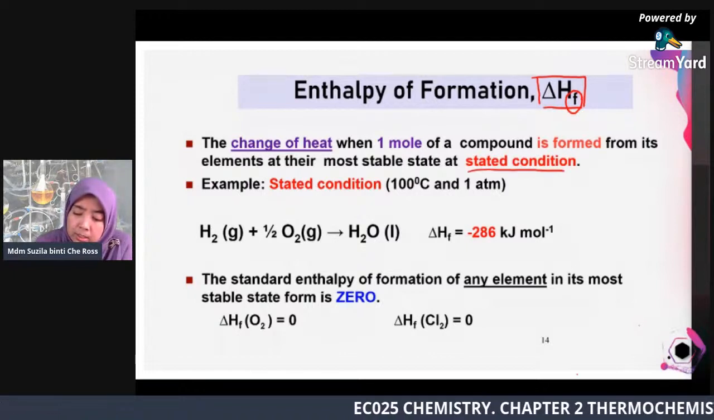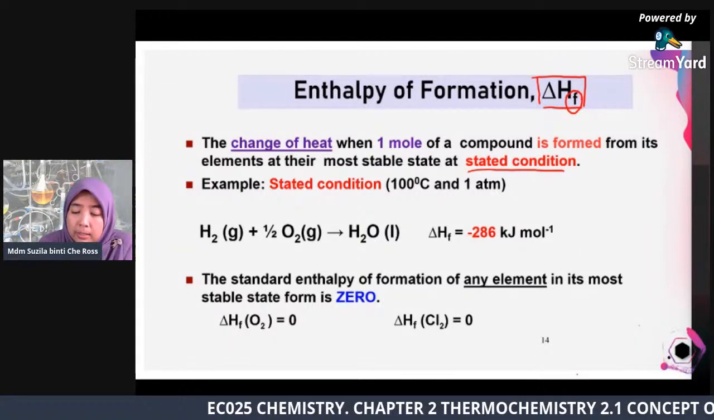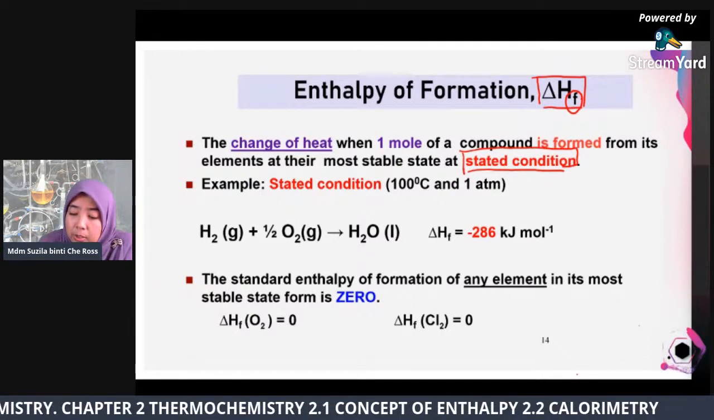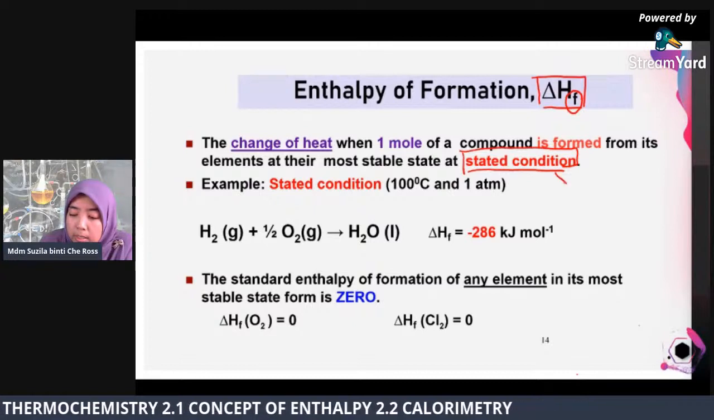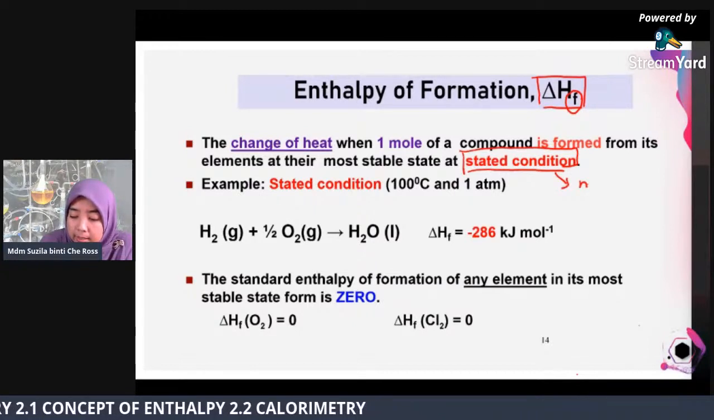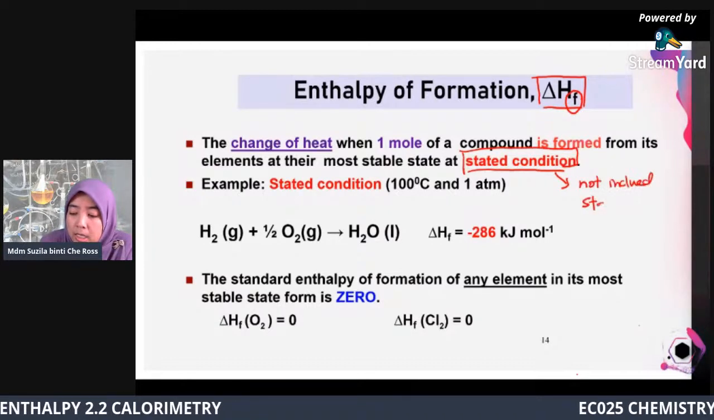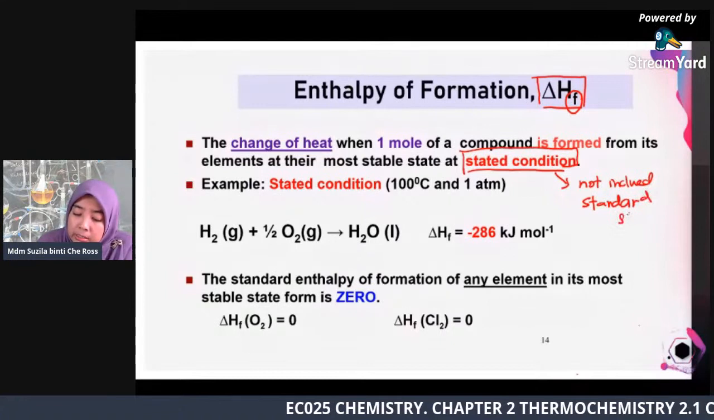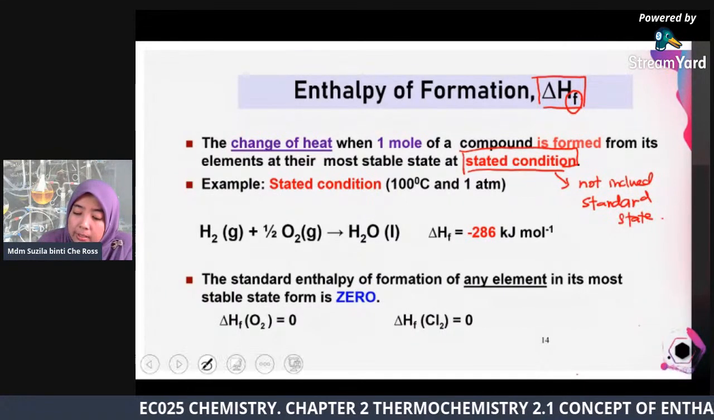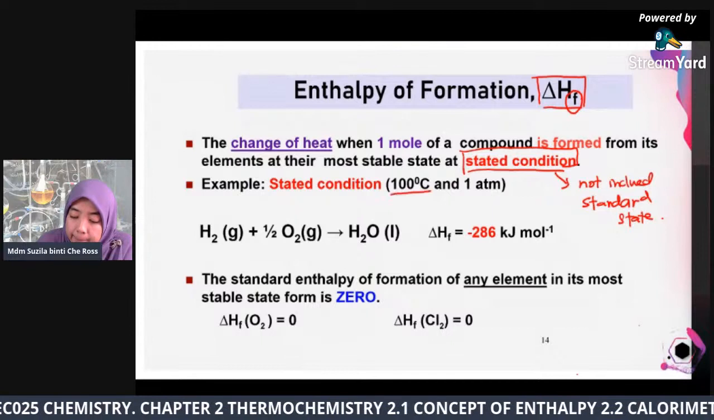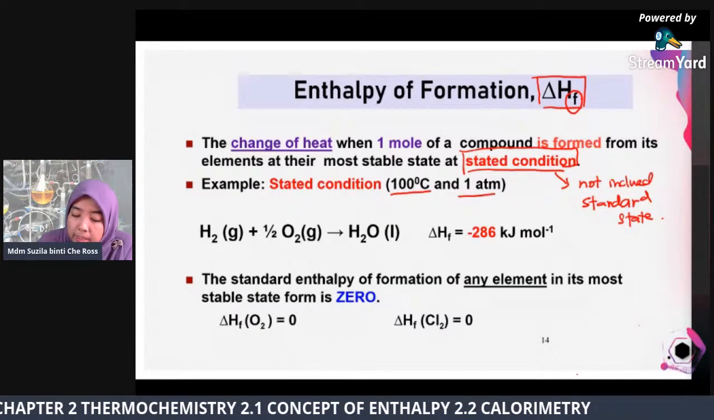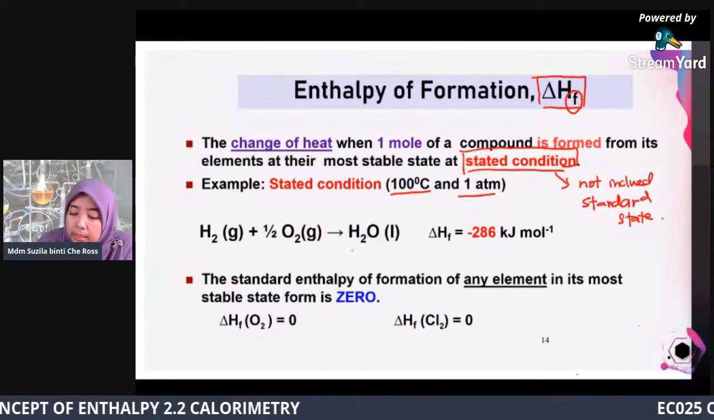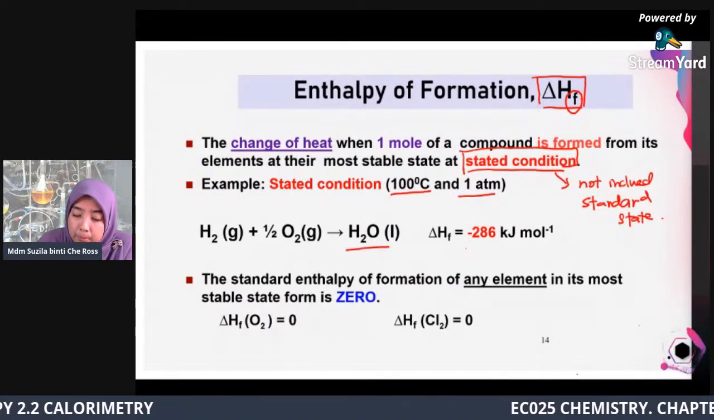So stated condition dekat sini maksudnya pada suhu dan pressure yang dinyatakan lah. Ini maksudnya not include standard state. Okay, dia bukan pada standard state. So for example, stated condition for the reaction given 100 degrees Celsius and 1 atm. Okay, so 100 degrees Celsius, 1 atm given by enthalpy formation for H2O equal to negative 289 kilojoule per mole.